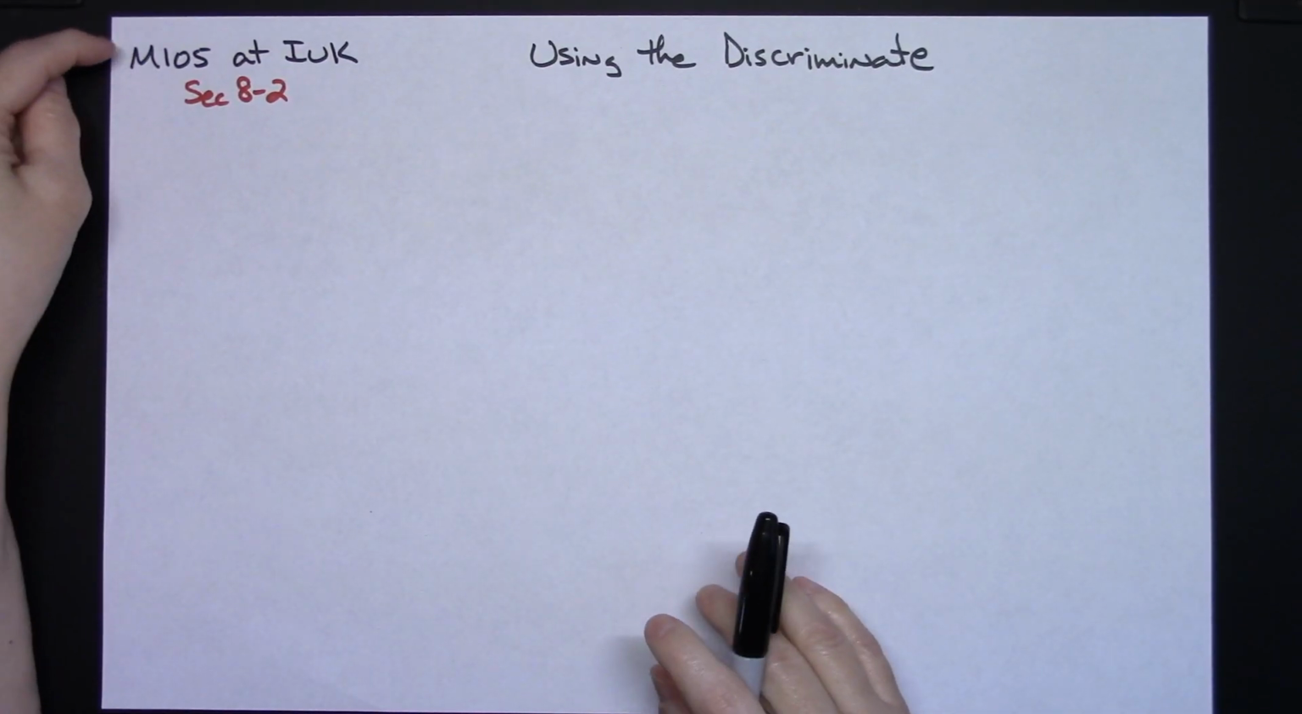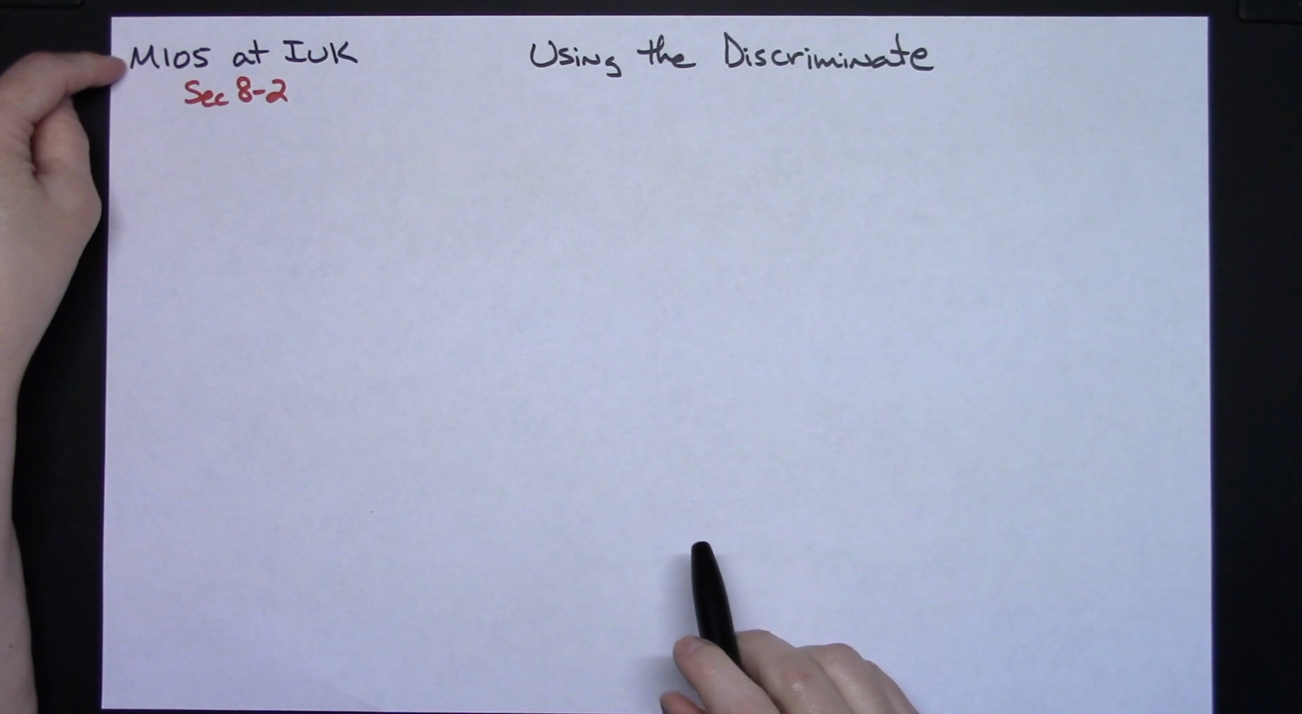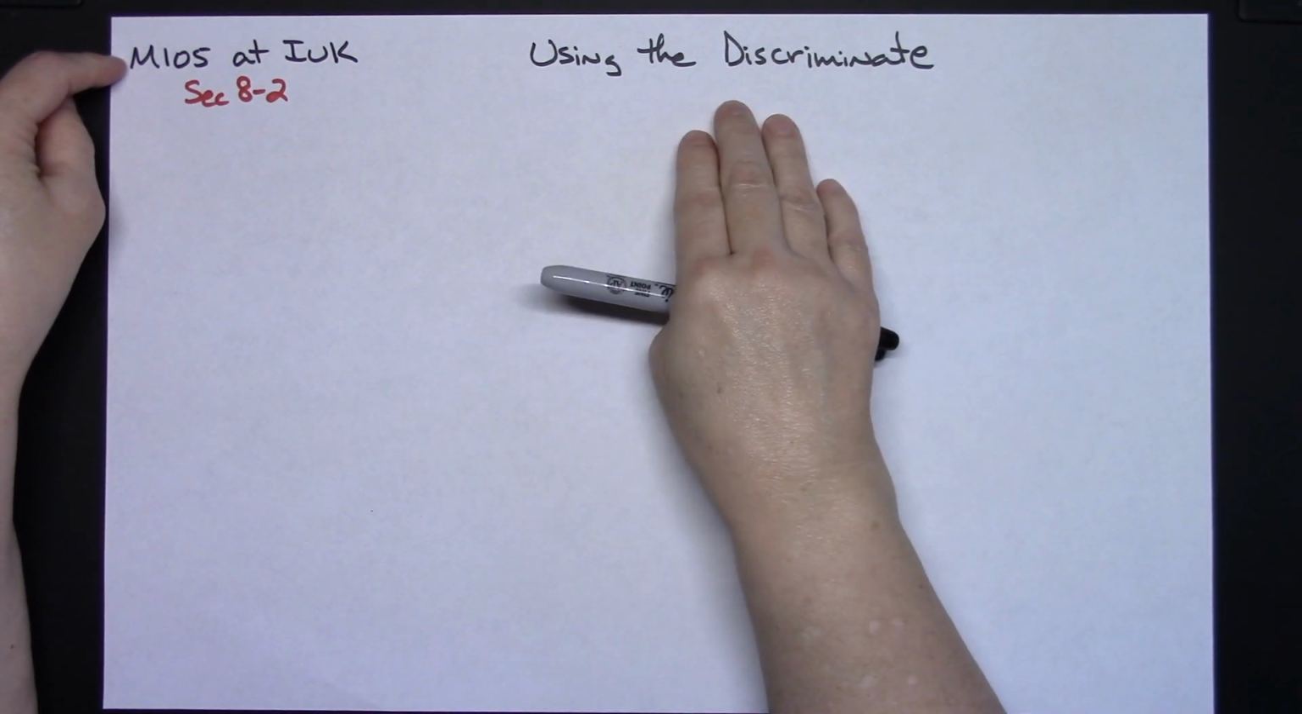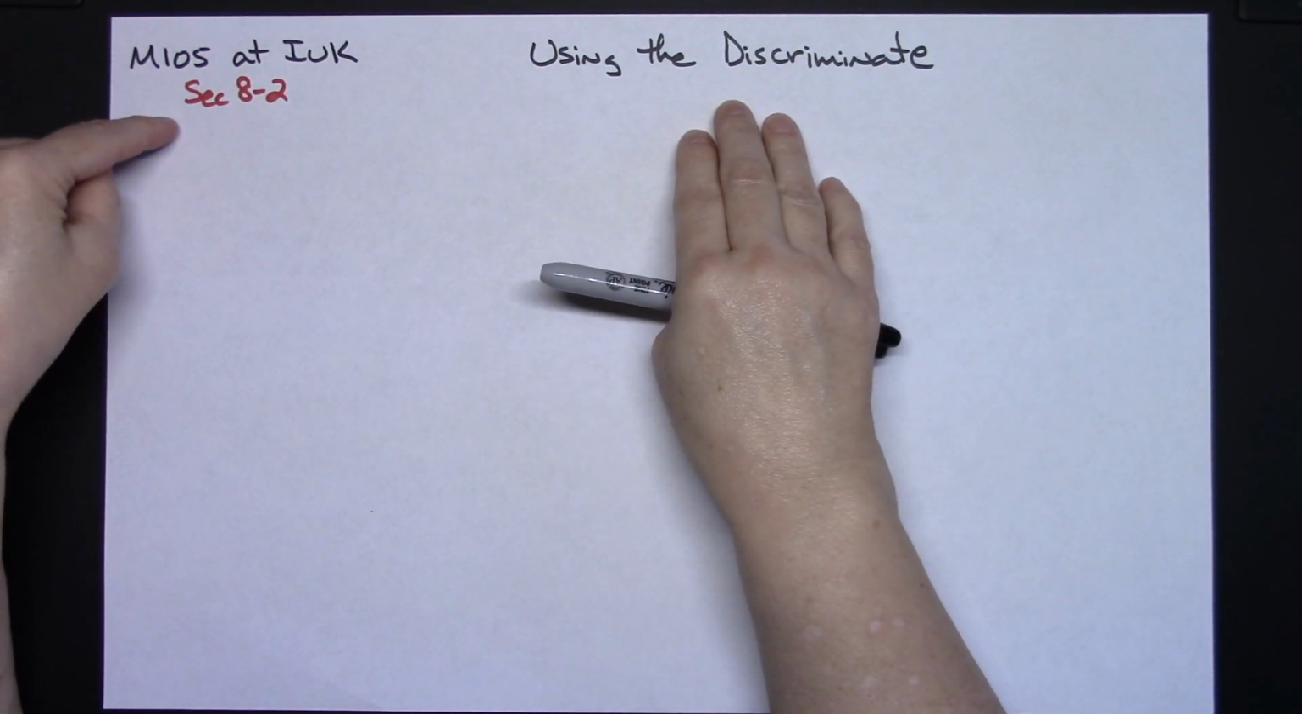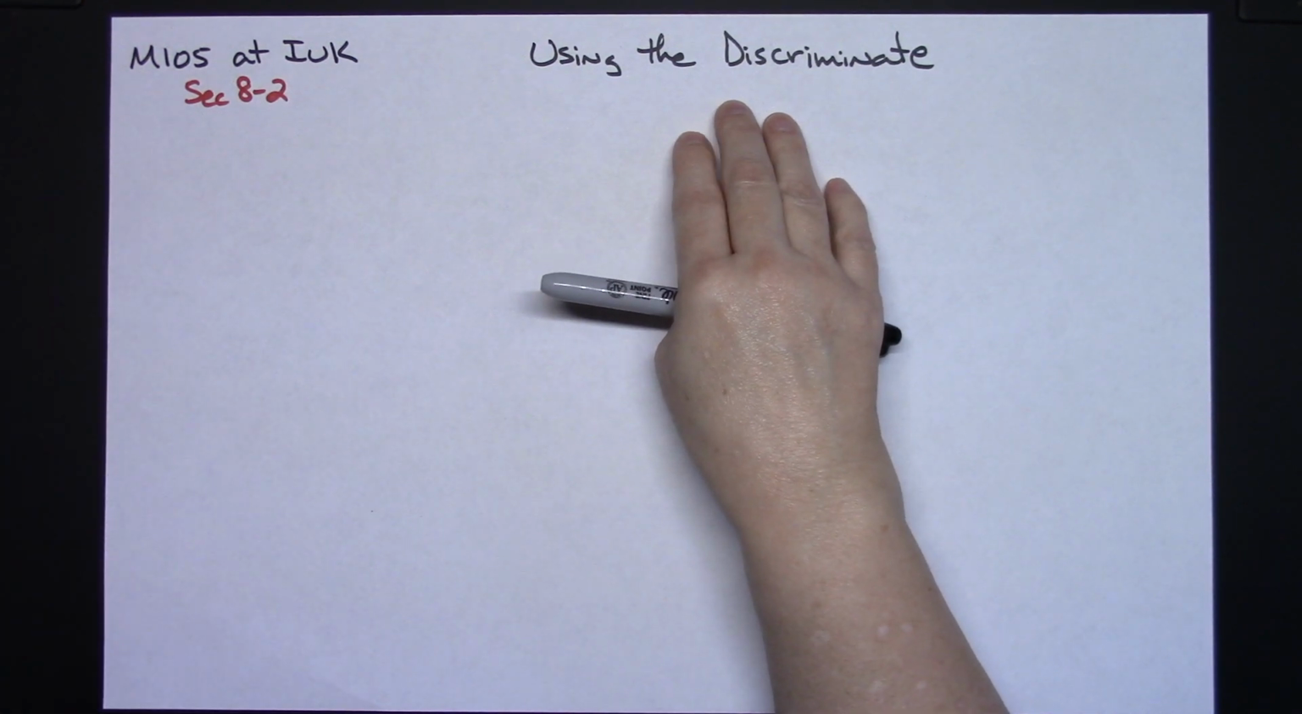In this video, I'm specifically making it for my M105 classes at IUK. We're going to be dealing with the discriminant, and this is from section 8-2.